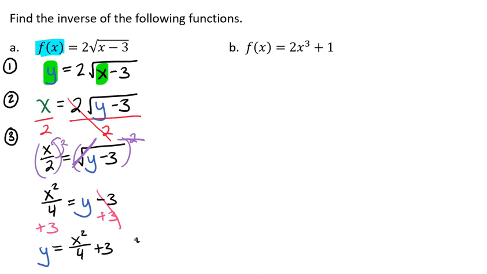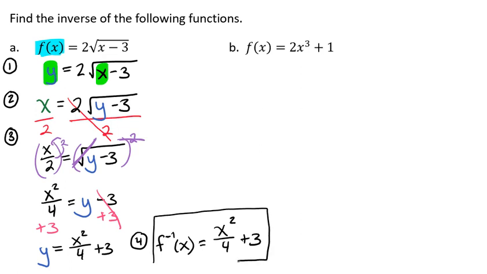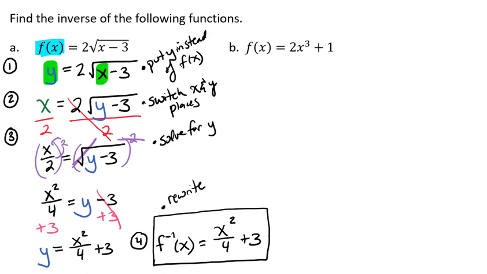And then our fourth and final step is to just rewrite it in inverse form. So the inverse function of f equals x squared over 4 plus 3. And we've written our inverse function. So our 4 steps are to first put the y instead of the f of x, second, switch the x and the y places, third, solve for y, and fourth, to rewrite it.